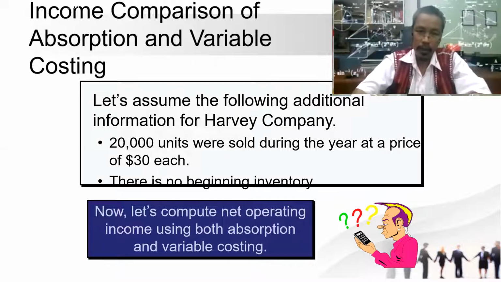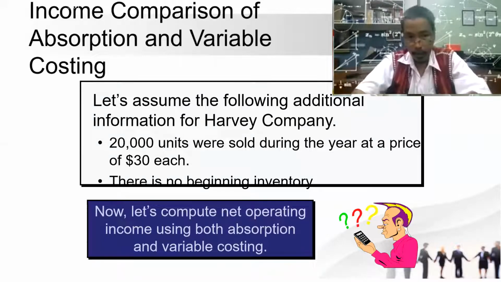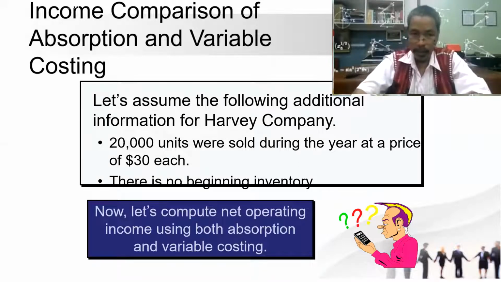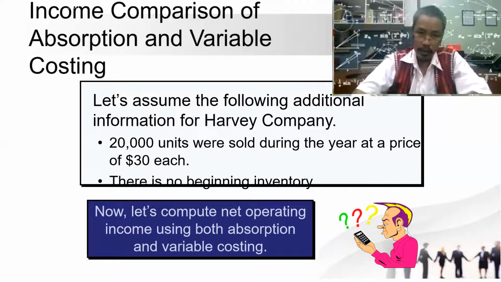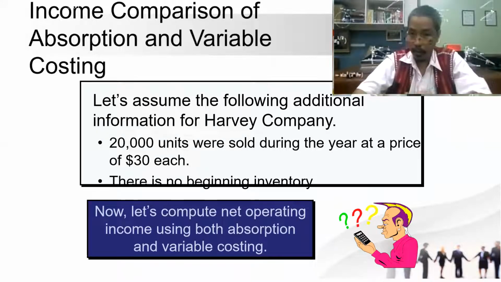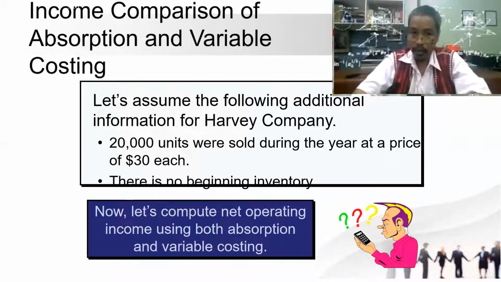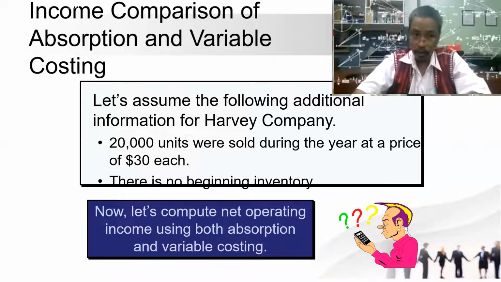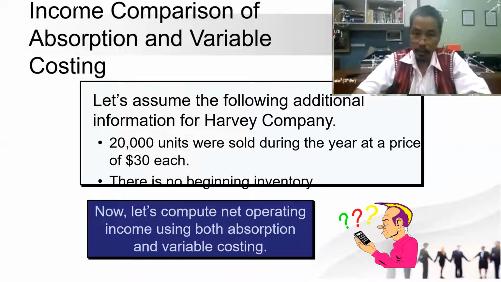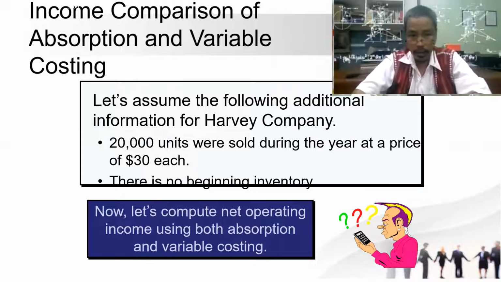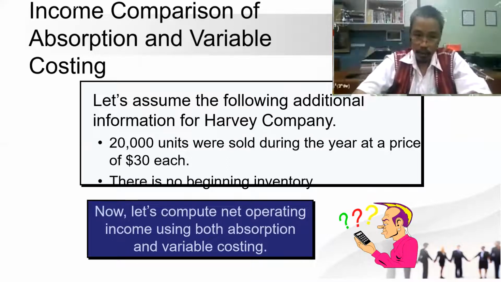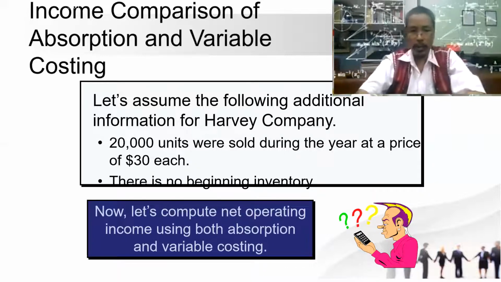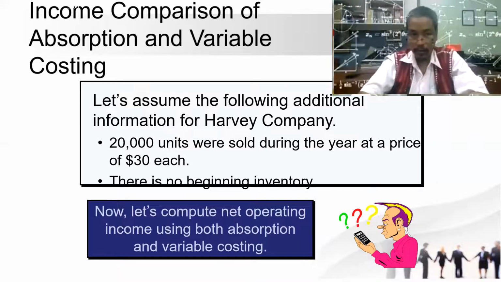Let's assume the following information for the company. So this is the company that we are talking about. These are additional information: 20,000 units were sold during the year at the price of $30 each. There is no beginning inventory, so zero. So now let's compute net operating income using both absorption and variable costing.